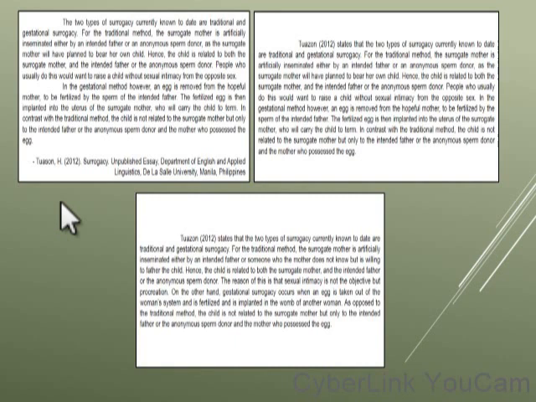So that is the text. Now, let's move to the second text I'm going to read. This one. We're going to find out what the differences are between them.